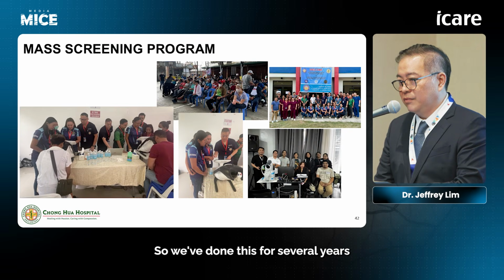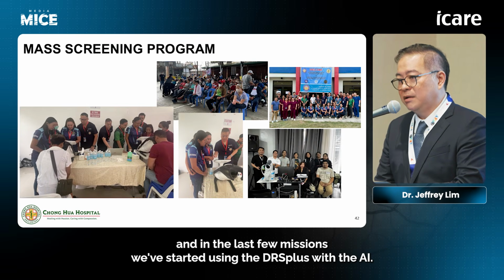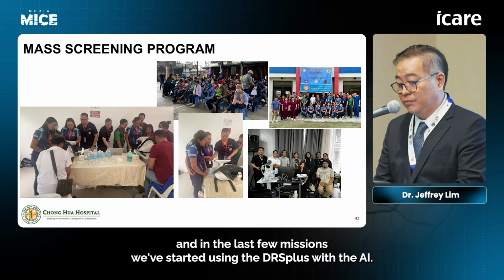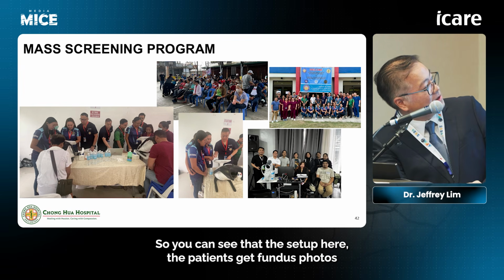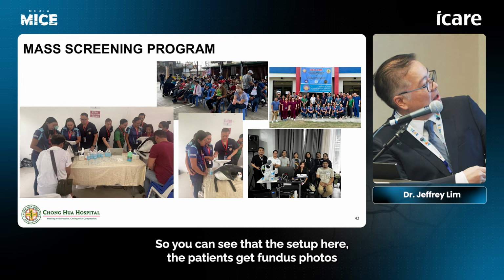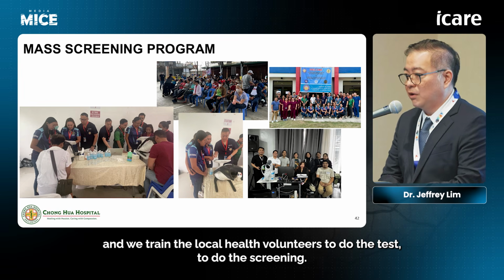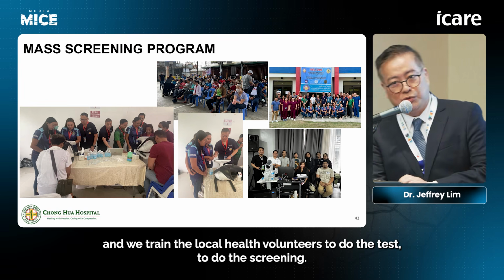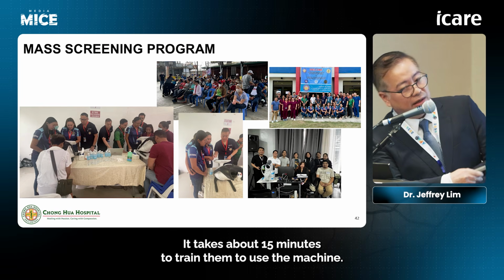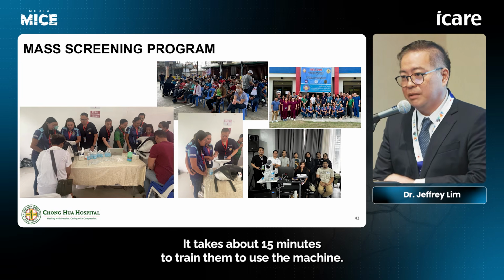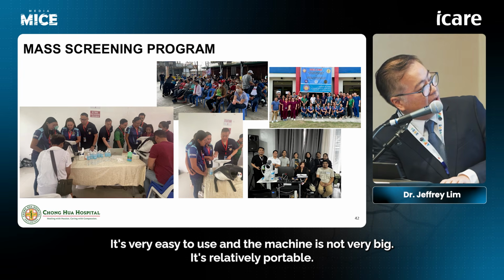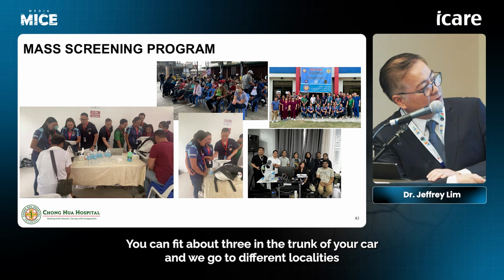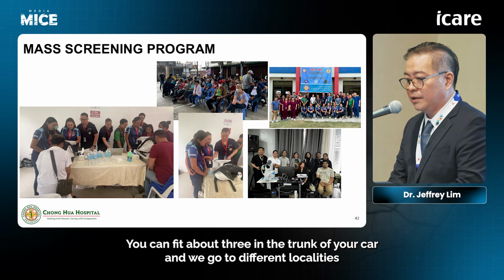So we've done this for several years, and in the last few missions we've started using the DRSplus with the AI. You can see the setup here: the patients get fundus photos, and we train the local health volunteers to do the test, to do the screening. It takes about 15 minutes to train them to use the machine. It's very easy to use, and the machine is not very big. It's relatively portable. You can fit about 3 in the trunk of your car.